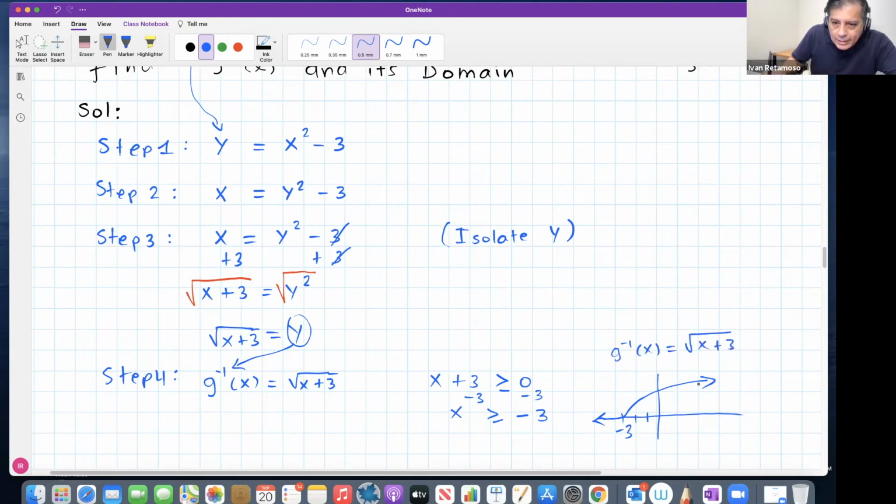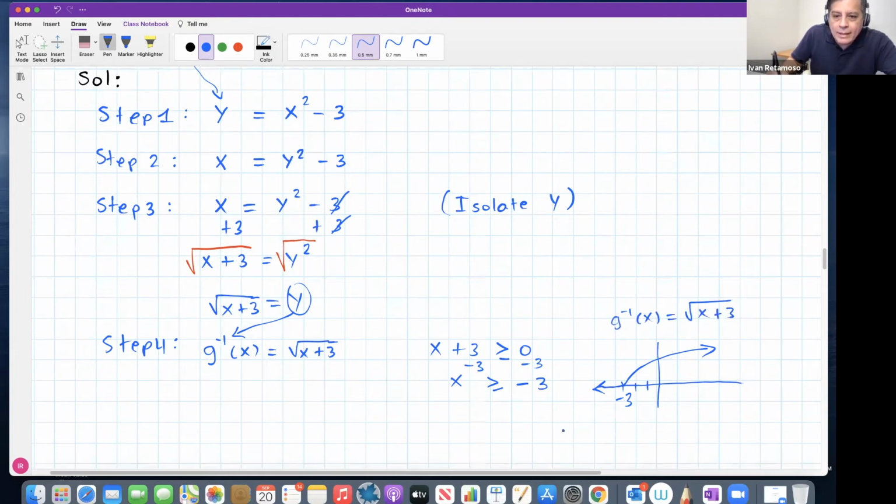Now, by looking at this graph, anyone could tell me what should be the domain of this graph, meaning what is the farthest you can go to the left, what's the farthest you can go to the right. Hint, here infinity, here minus infinity. So what should be the domain of this graph?